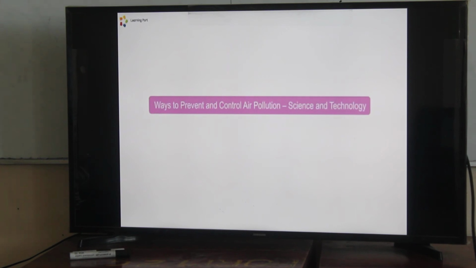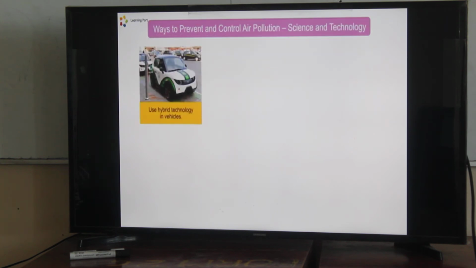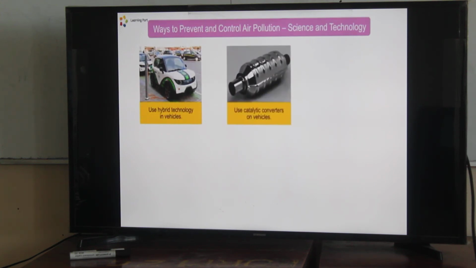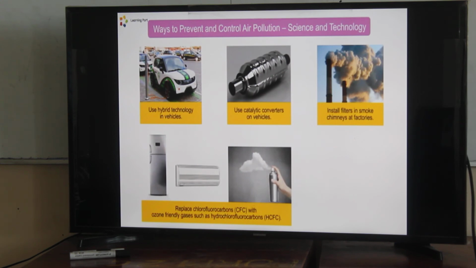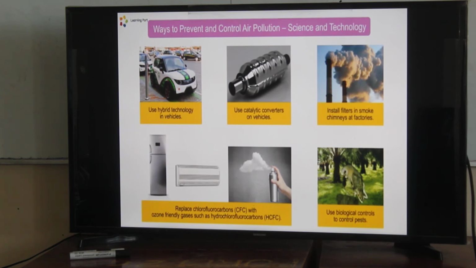And lastly, what are the ways to prevent and control air pollution using science and technology? Use hybrid technology in vehicles to reduce air pollution. Install catalytic converters on vehicles to convert harmful pollutants into less harmful pollutants. Install filters in smoke chimneys at factories to trap pollutants before releasing the smoke into the air. Replace chlorofluorocarbons, or CFC, with ozone-friendly gases such as hydrochlorofluorocarbons, or HCFC. Encourage farmers to use biological controls to control pests instead of using pesticides.